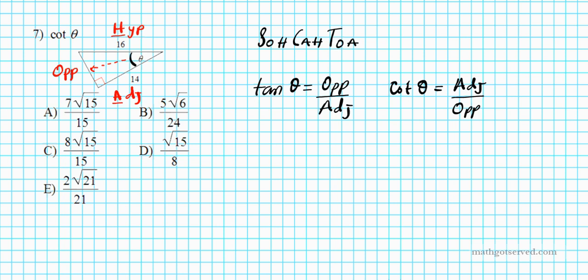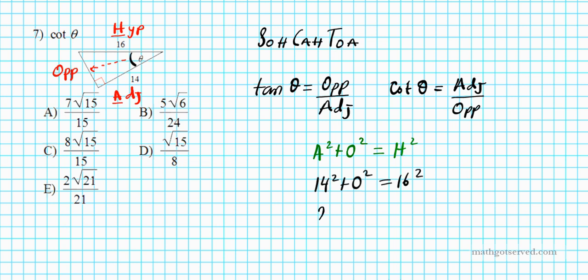Now, what relates the three sides of a right triangle? The Pythagorean theorem. If we want to use it in the trig format, the Pythagorean theorem is going to be the adjacent squared plus the opposite squared, a squared plus b squared equals the hypotenuse squared, c squared. Now let's go ahead and solve for the opposite. So adjacent is 14 squared plus opposite squared equals 16 squared.